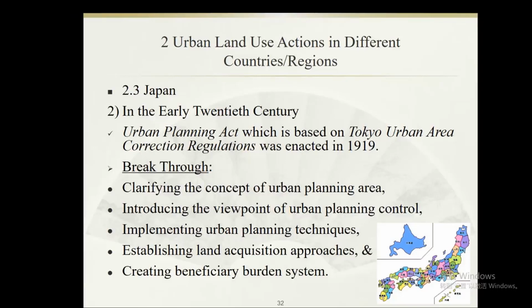The fourth, establishing land acquisition approaches. The fifth, creating a beneficiary burden system. In other words, if you have a piece of land in the city in Japan, you leave it there, sorry, you need to pay money to the government every year. In other words, you need to earn money from this land. Do not leave it there. Okay, if you don't pay tax to the government, after several years, this land will belong to the government, not yours. Okay, to avoid idle lands.